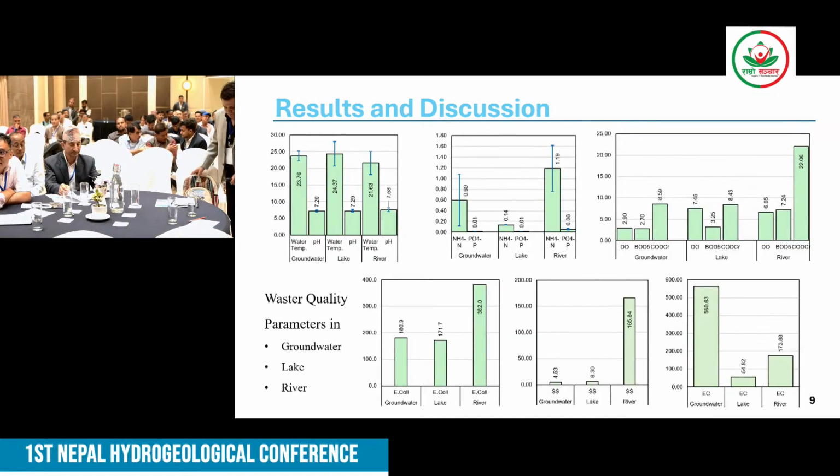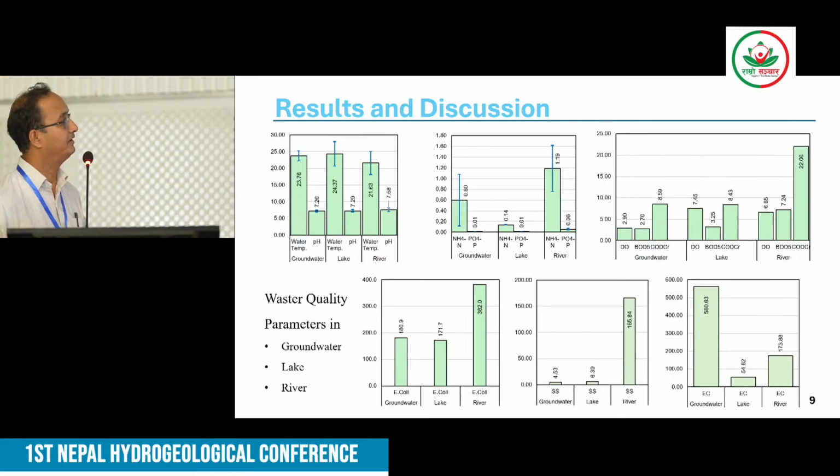So this is just the mean and standard deviation of the parameters. It's not easy.